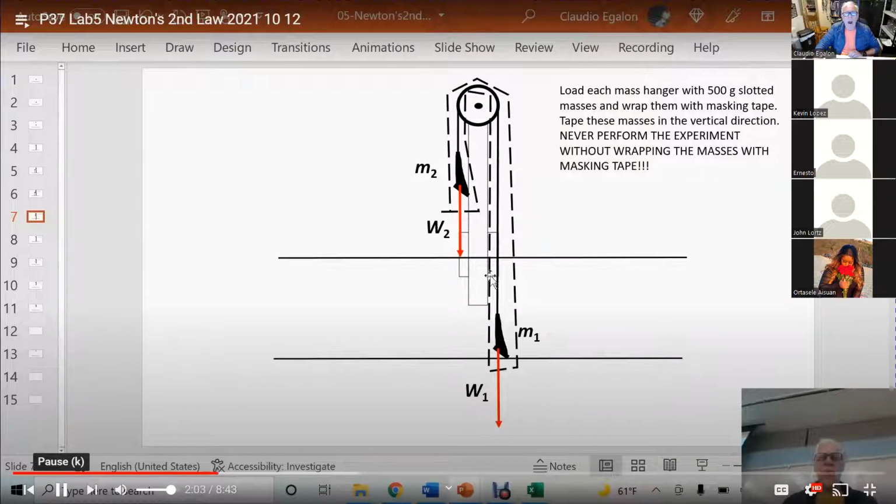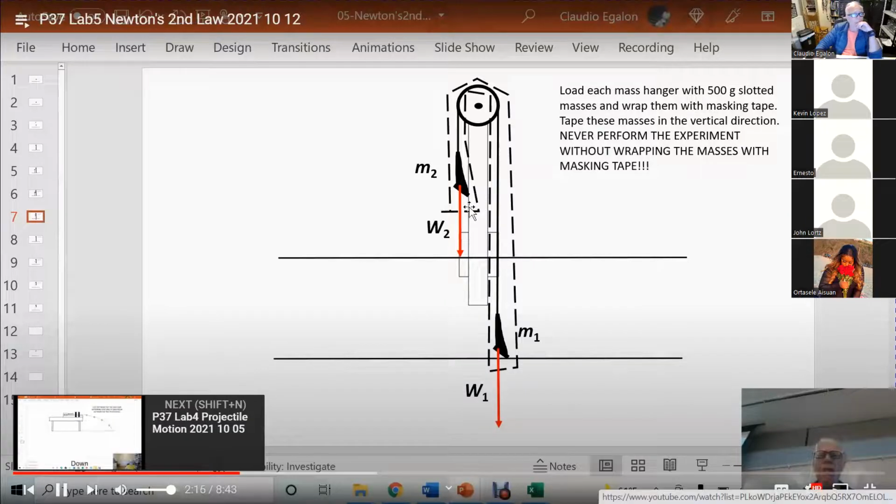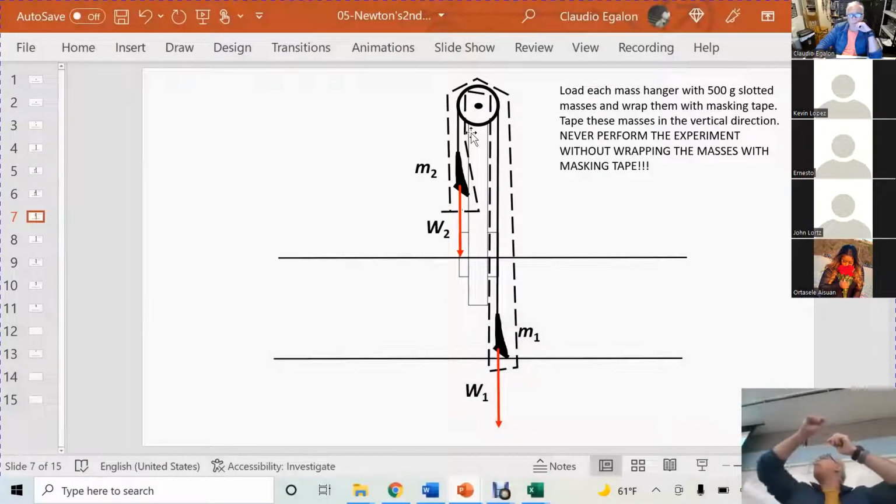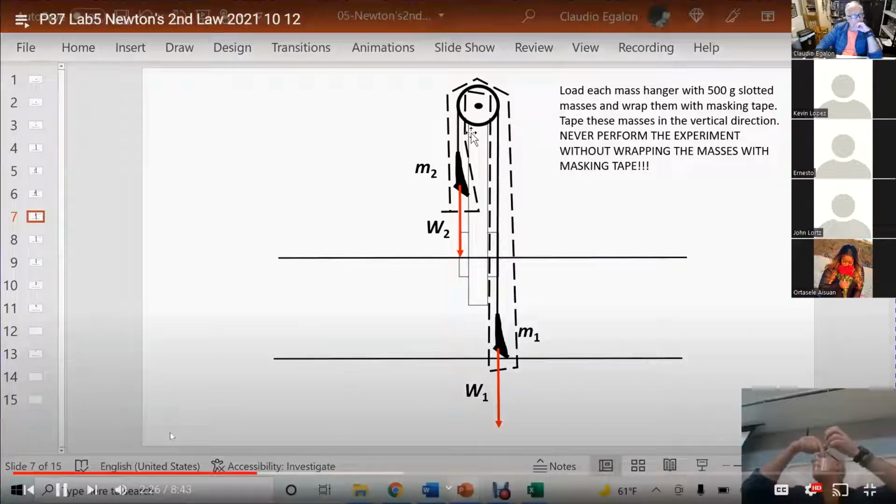Because this mass is heavier than mass 1, the system is going to accelerate. Mass 2 is going to accelerate downwards, mass 1 is going to accelerate upwards. When you put the masses, there's a lot of masses here, make sure you use tape to wrap the masses in the vertical direction. So the slotted masses are very secure in the mass hanger. You don't have to worry about that because you're not doing the experiment, okay? But just keep that in mind, because remember, we have like a half kilogram in each of those hangers.